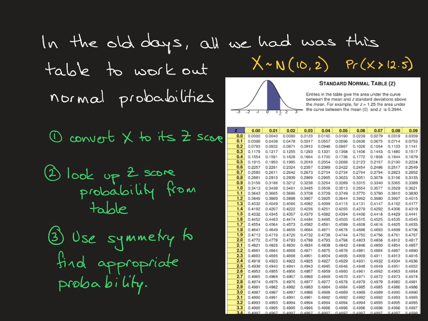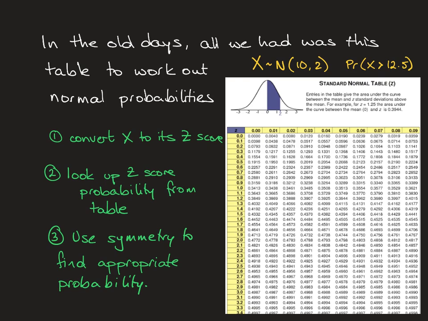Now this isn't part of your course, but this is something that you might just like to try. In the old days, all we had to use to work out any normal probability was this table of values that you see over here, the standard normal table. Say we started out with this distribution here and we wanted to find the probability that x was greater than 12.5. Because this is a standard normal table, we would need to convert this into its z-score, and then look up its z-score from the probability table.